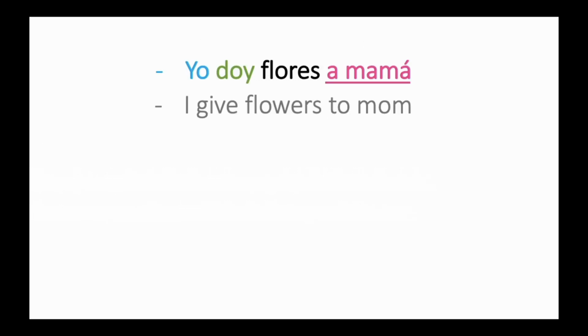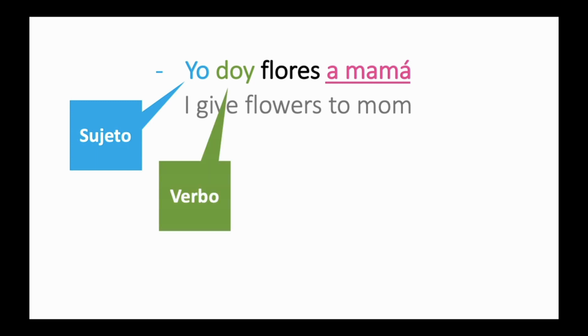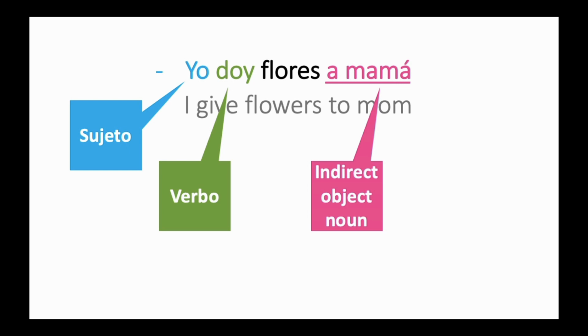Ejemplo. Yo doy flores a mamá. The subject performing the action, yo. Yo soy el sujeto. Doy es el verbo. To whom or for whom are the flowers? They are for mom. That is the indirect object noun.